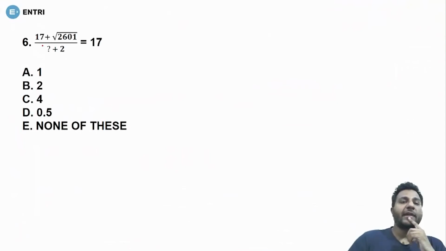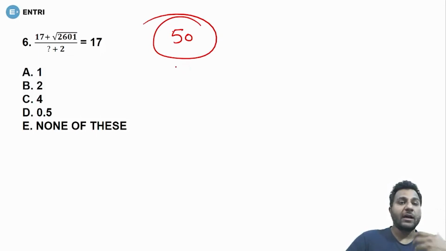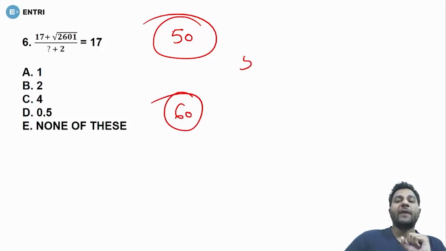Here is the next question. You need to remember squares till 50. Let's give you a technique to use for squaring numbers from 50 to 60. Let's say that you have to solve 52 square. How can you do that?